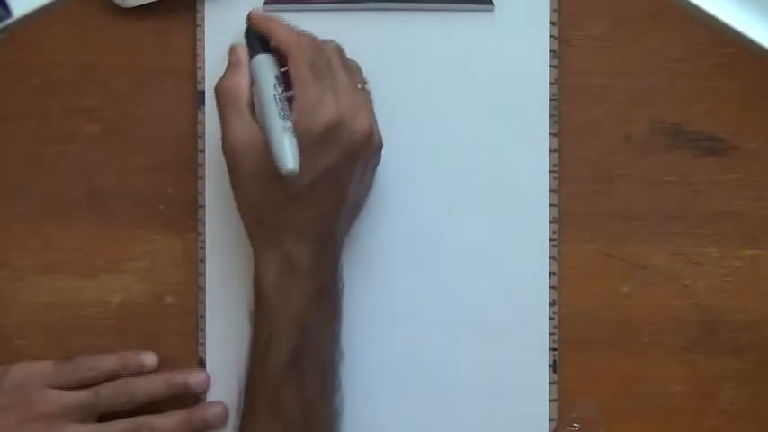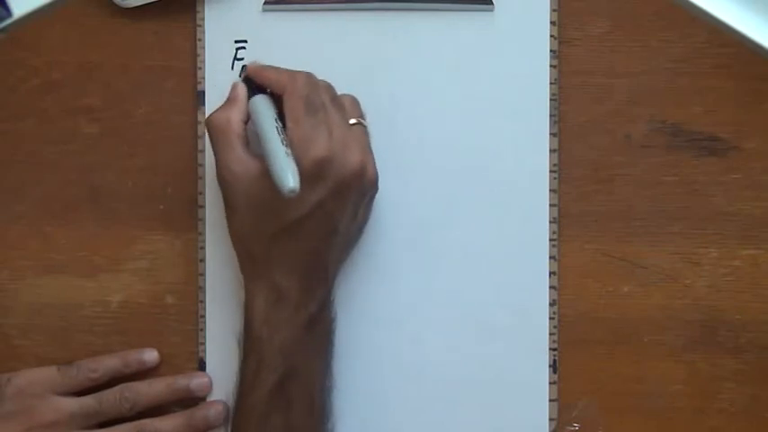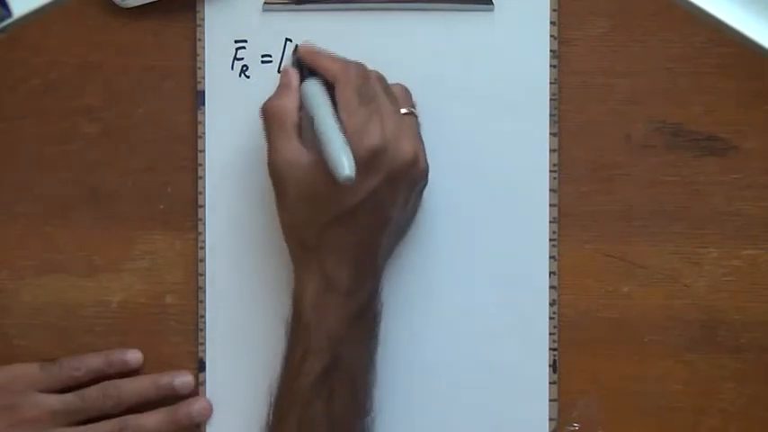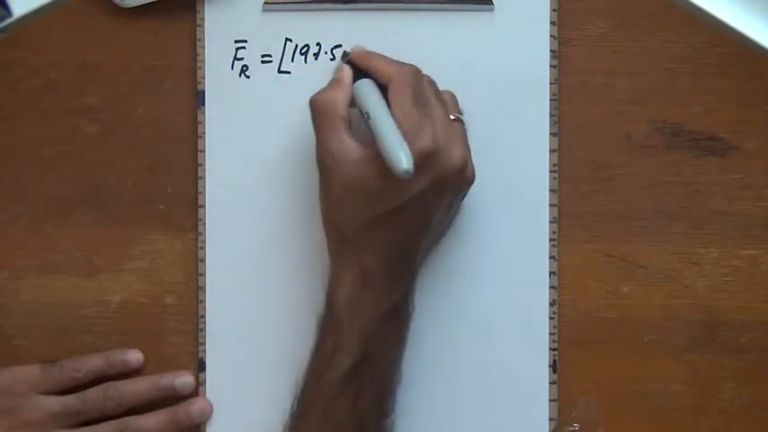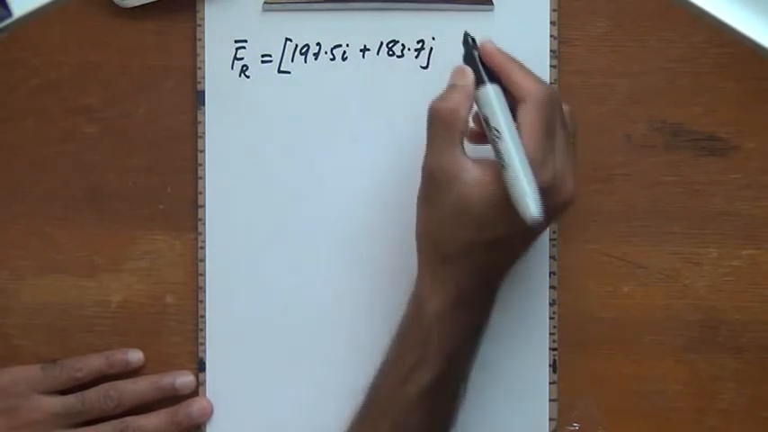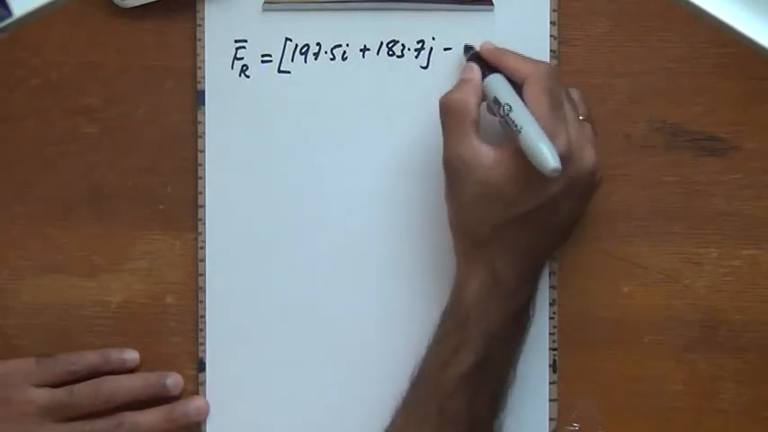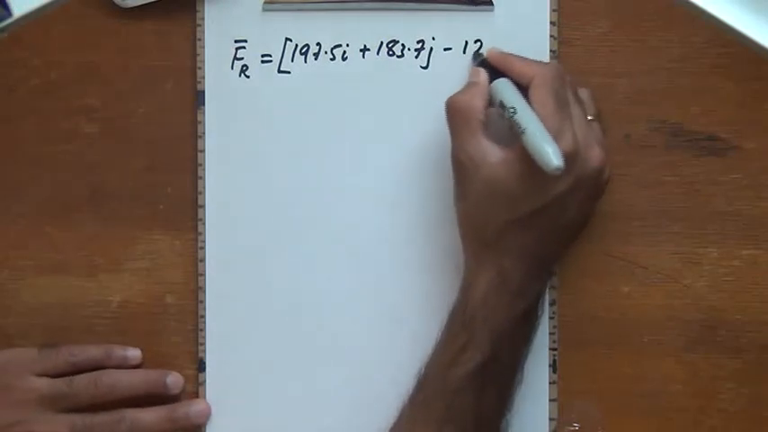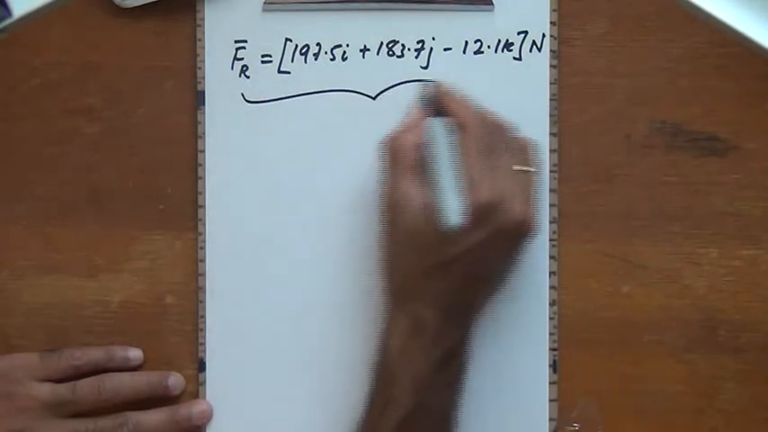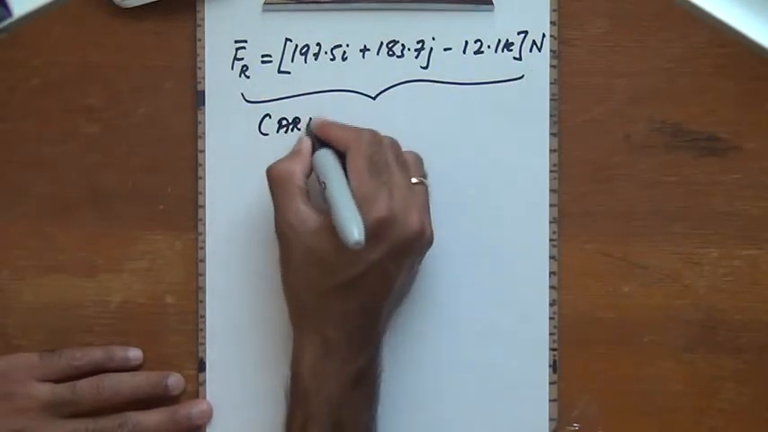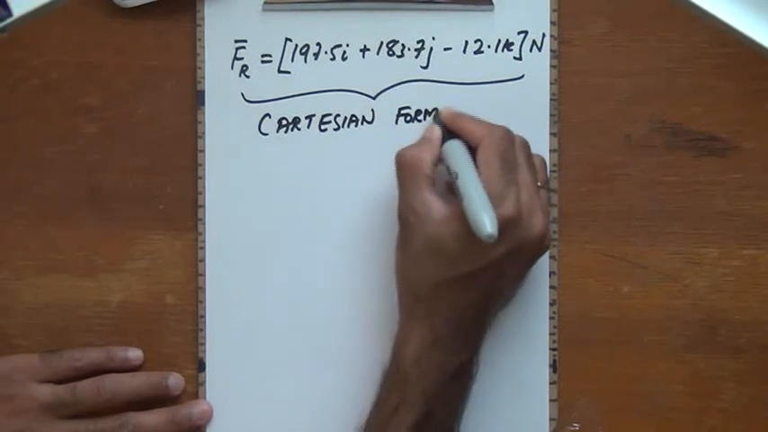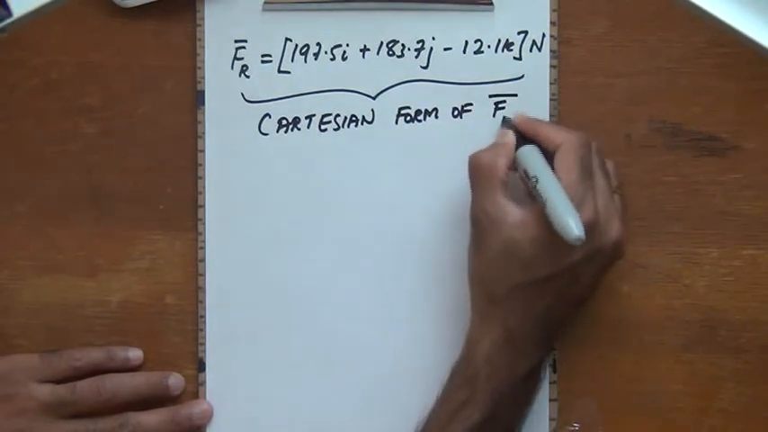Alright, so eventually after adding all these up, I get Fr to be the following. It's 197.5 in the i direction, 183.7 in the j direction, and a very small component in the k direction. It's 12.1 k, so many newtons. This is the Cartesian form of Fr.